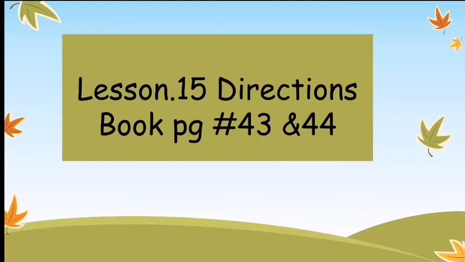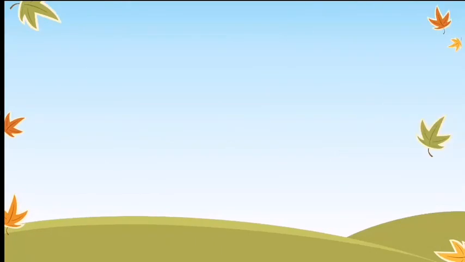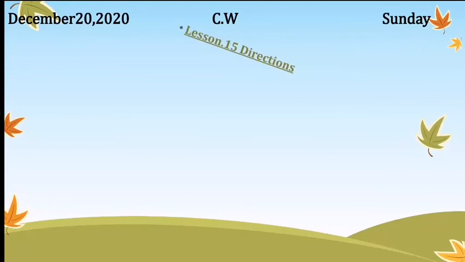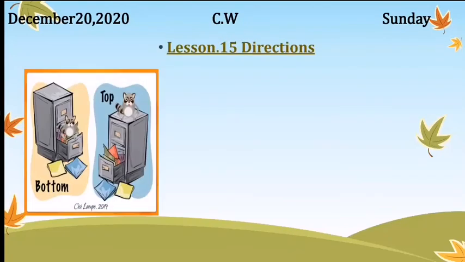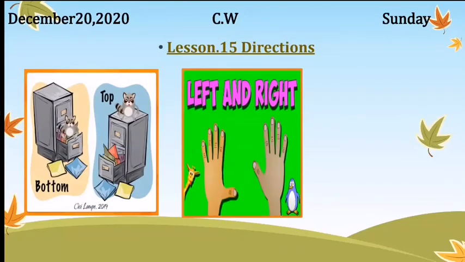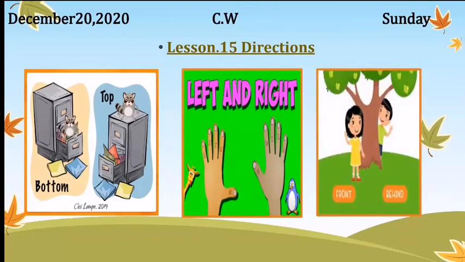Okay, so the most commonly used directions are top and bottom, right and left, front, behind, above, below. In the first picture you can see one cat is sitting on the top of the cupboard and the other cat is sitting at the bottom of the cupboard.